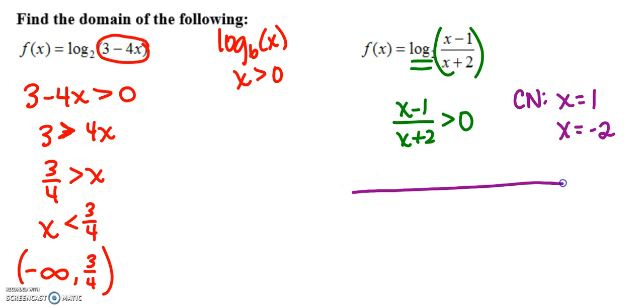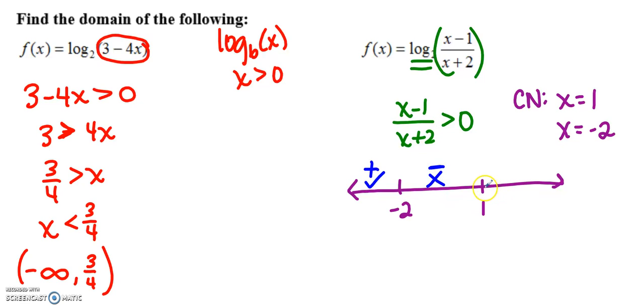I'm sure this is ringing a bell at the end of Unit 8. Plot on a number line. Pick some test intervals. So a number between negative infinity and negative 2. I'll choose negative 3. And if I plug in negative 3, on the top I get a negative 4 over a negative 1, which creates a positive number, which makes that a true statement. If I pick a number between negative 2 and 1, I'm going to go with 0. I get negative 1 over positive 2. And that ends up being a negative, which is not greater than 0.